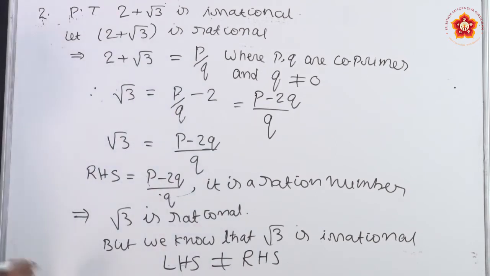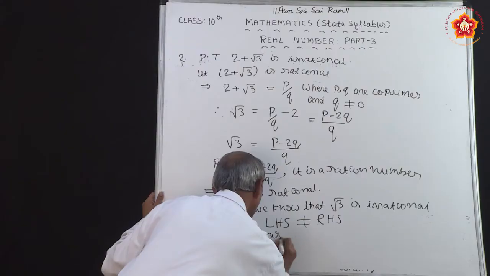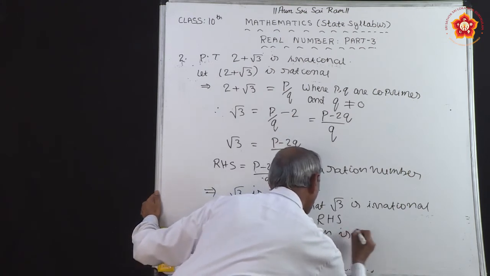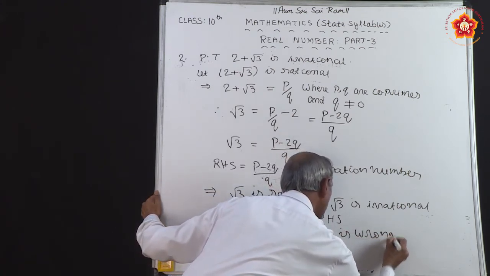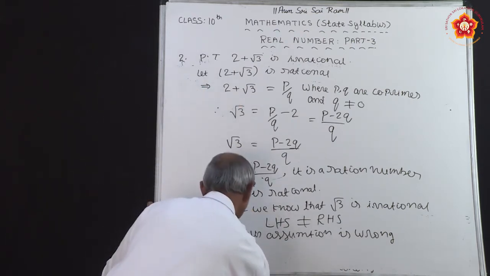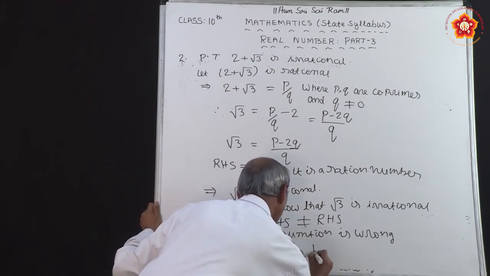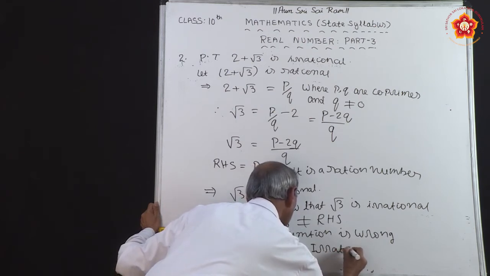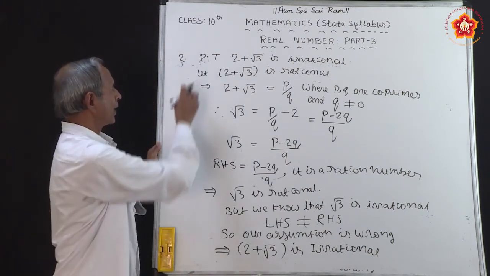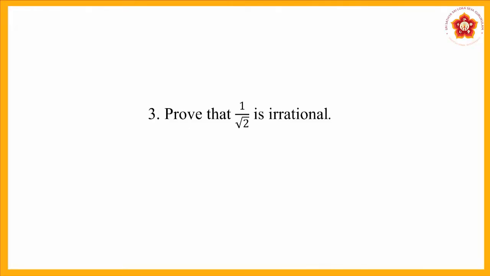So, our assumption is wrong. That implies 2 plus root 3 is irrational. In this way, by using the method of contradiction, we can prove that 2 plus root 3 is an irrational number. Let us move to the third problem.